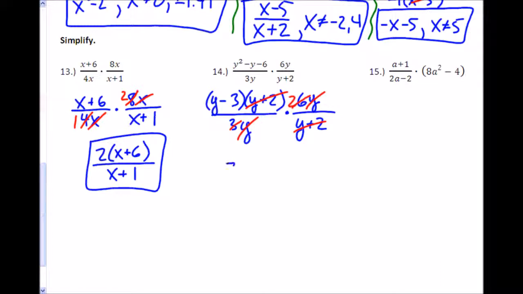So now in my numerator, I'm left with a 2 and a y minus 3. In the denominator, I'm not left with anything. So when things cancel out through division, it means I'm left with a 1, which means I just have 2 times y minus 3. And that's it.